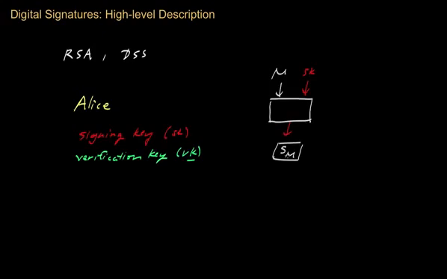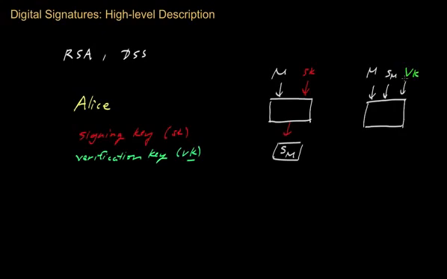Now, the verification process is analogous to the signing process, but it involves the public verification key. So in the verification process, you actually have three different inputs. The first input will be the message that you want to verify the signature of. In addition to the message, you need to get as input the signature on that message, S sub M. And then finally, the final input to the verification scheme will be the public verification key that belongs to Alice.